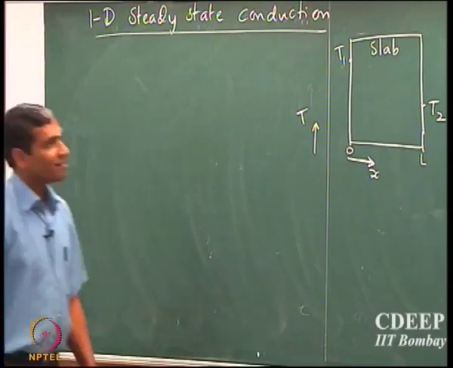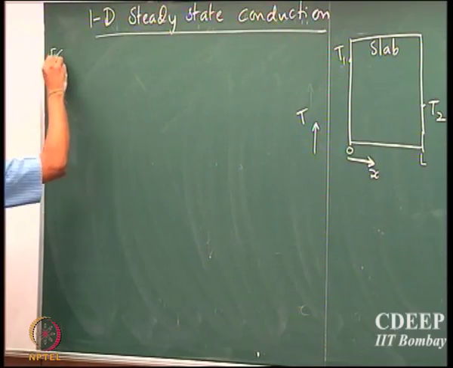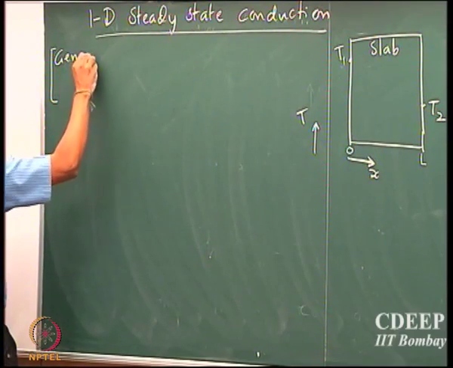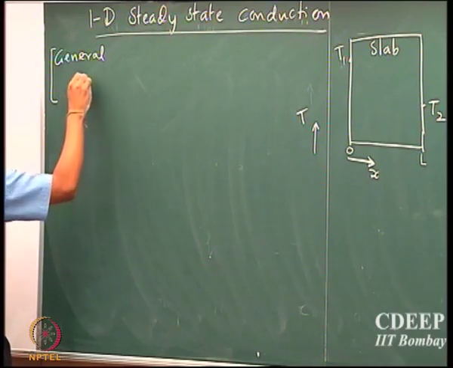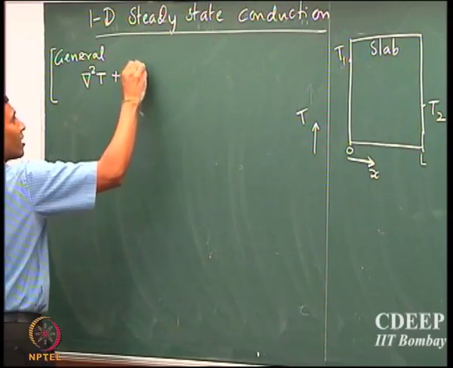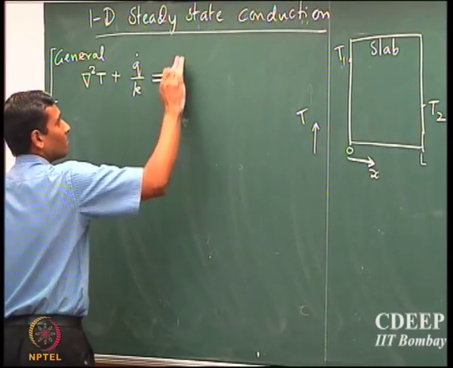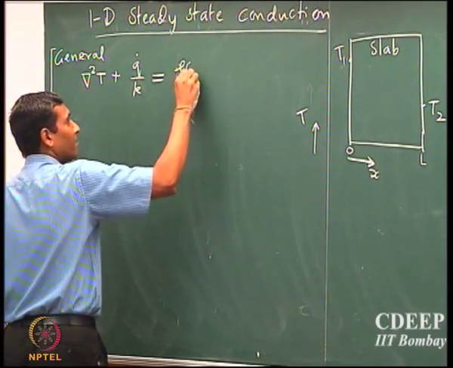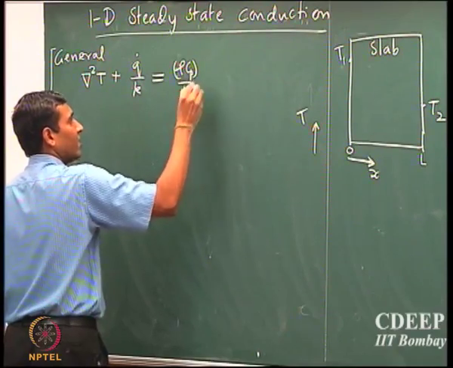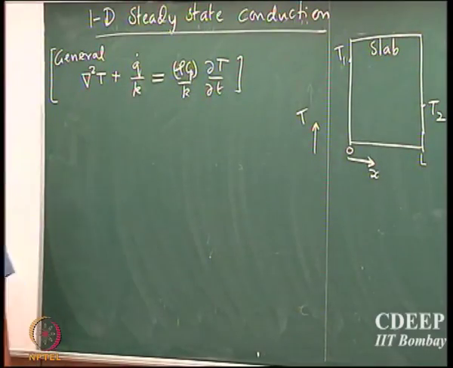So keep in mind the general energy balance. You should always try to look at the general framework. It's del square T plus Q dot by K equal to rho Cp by K into dT by dt. Okay. So you can always start with the general energy balance.